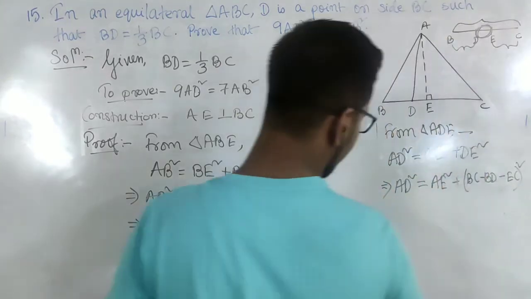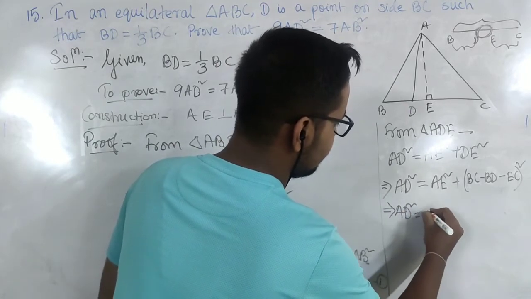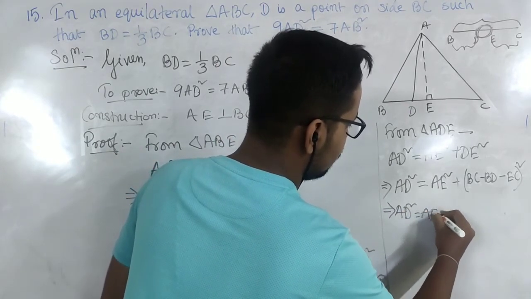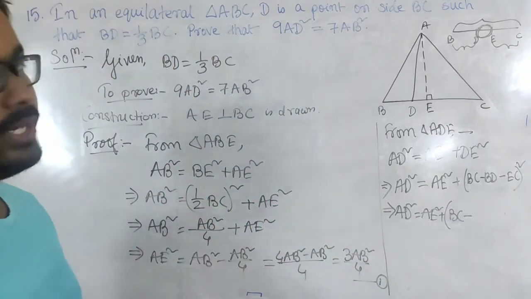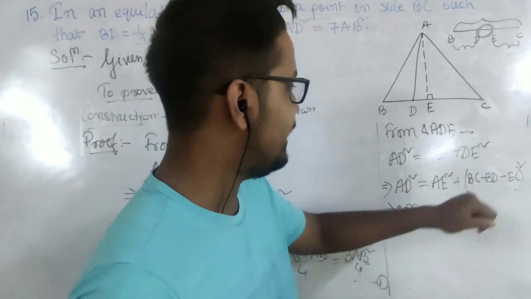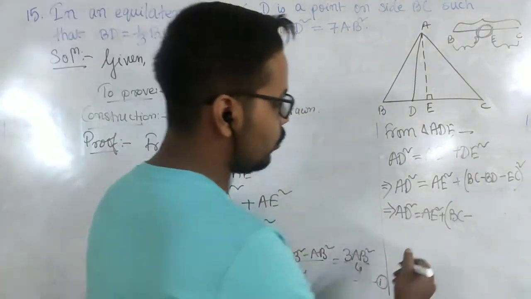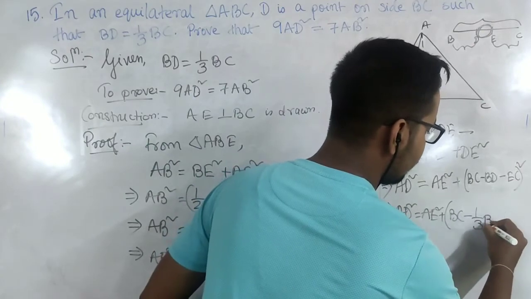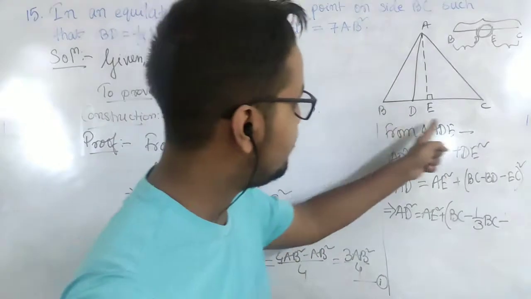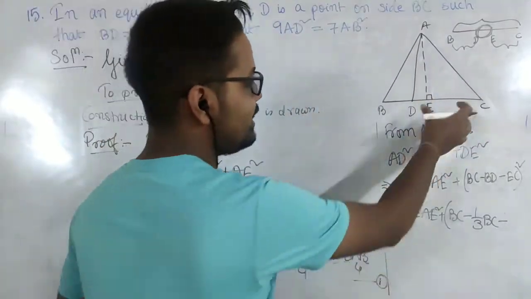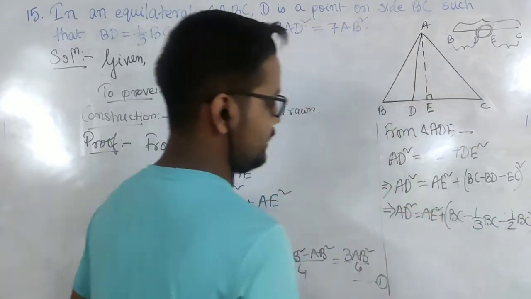So next what we are going to do is AD squared is equal to AE squared plus BC minus... Next we need to find out BD. So BD is how much? It is given: BD is 1/3 of BC. So we are going to write here 1/3 of BC minus EC. EC is again half of BC because E is the midpoint. So EC is going to be half of BC.